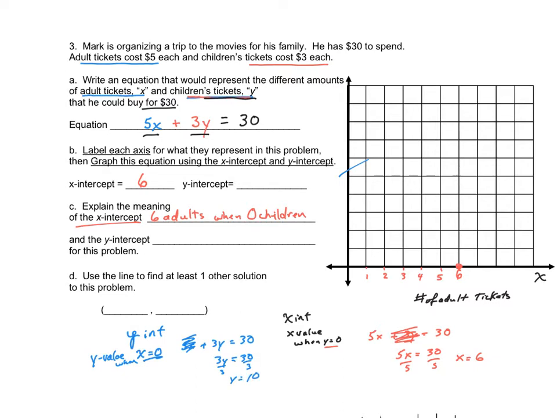Now what that means is that the y-intercept, remember, is a y value. That's the number of child tickets I can buy if I don't buy any adult tickets. If x equals 0, then I can take 10 children, if I have 0 adults going.